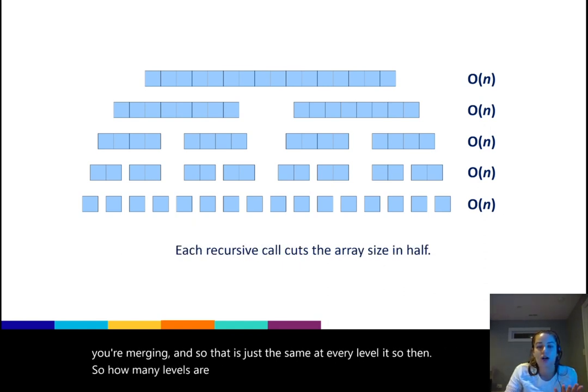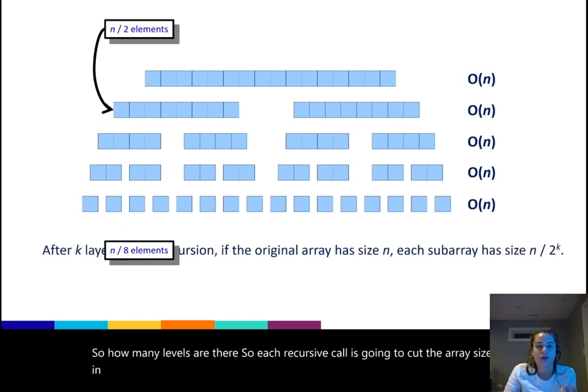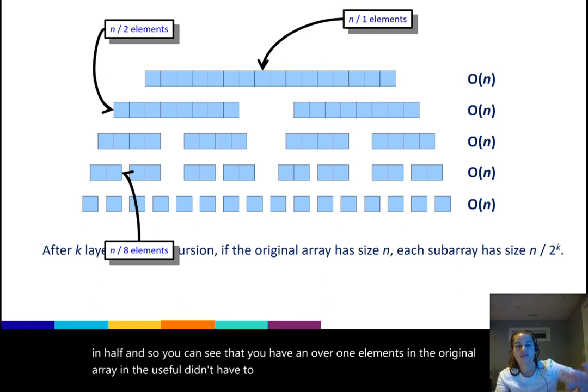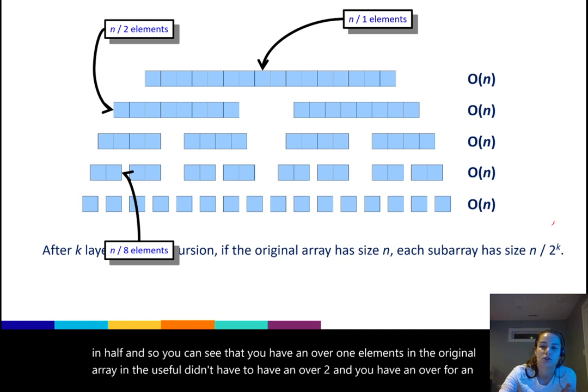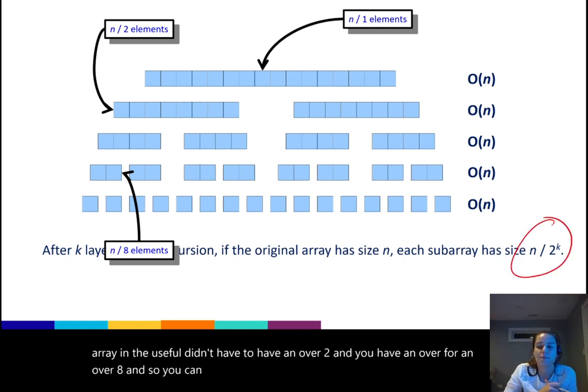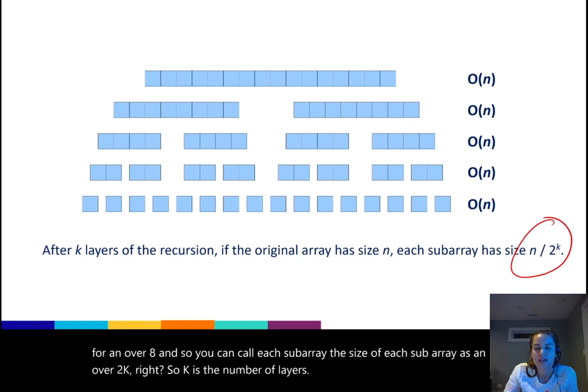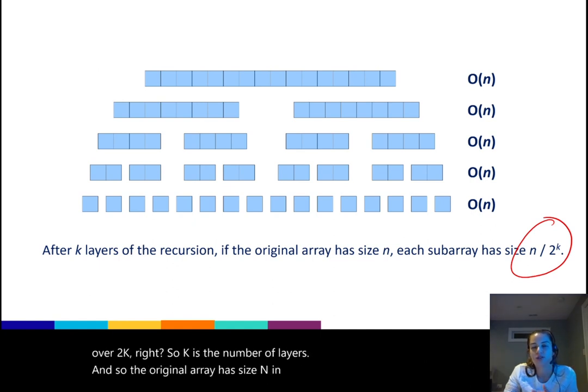So how many levels are there? Each recursive call is going to cut the array size in half. And so you can see that you have n over 1 elements in the original array, and then you split it in half, so you have n over 2, then you have n over 4, n over 8, and so you can call the size of each subarray n over 2^k, right? So k is the number of layers, and so the original array has size n, and each subarray has size n over 2^k.